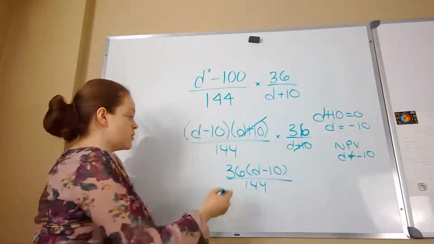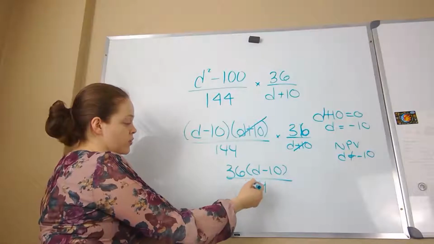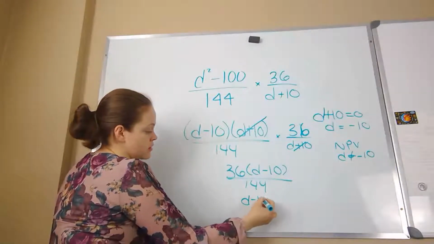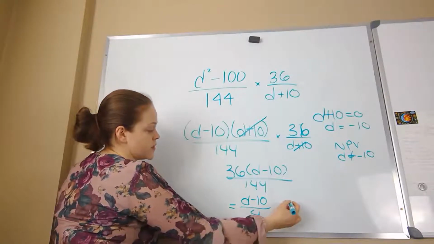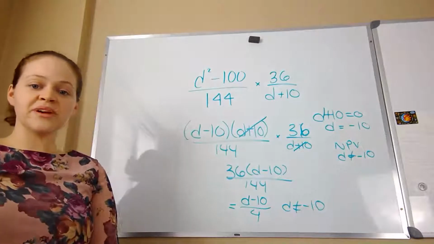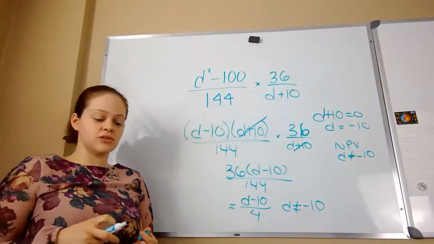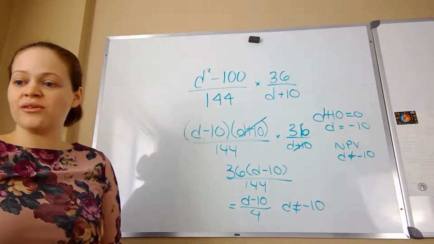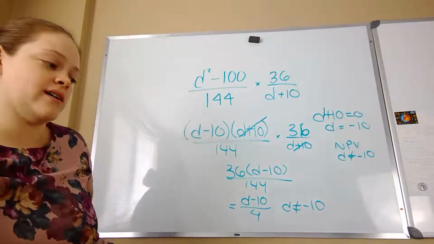So you can also look at the numbers to divide those down. And if we do, we know that 36 and 144 can go down to a fourth. So it's over 4. And you have d cannot equal negative 10. All right? So that is your multiplication of rational numbers. All right. Algebra tiles.